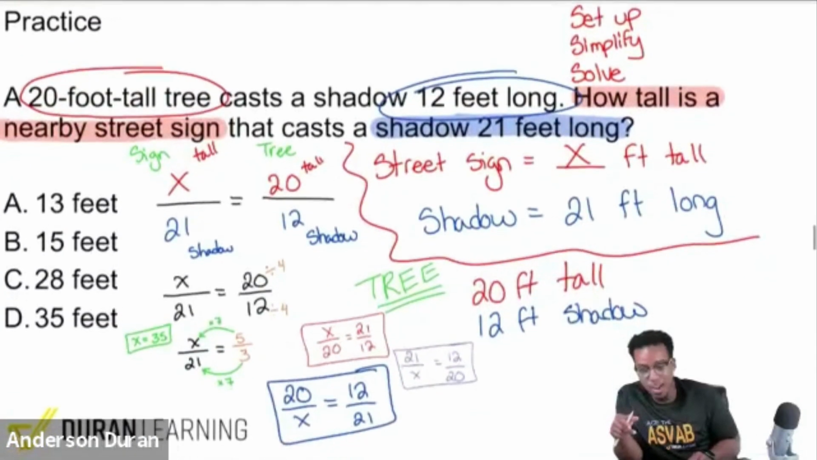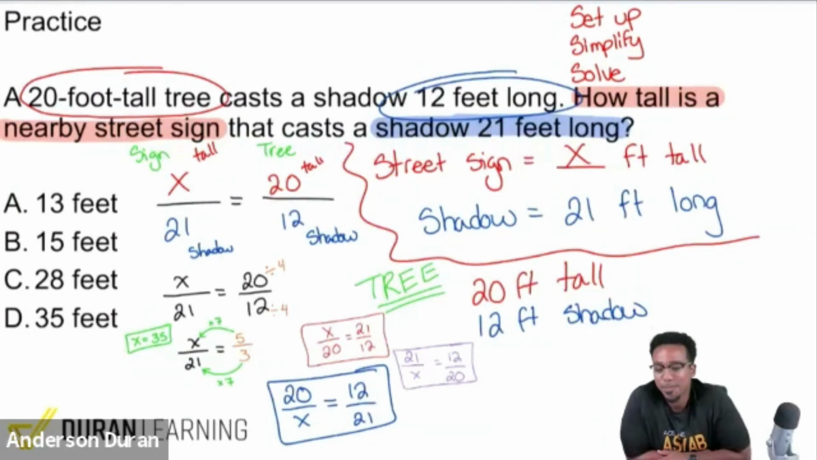So Emmy, let me go ahead and give you the mic. What's up, Emmy? How you doing? I'm good. I just had a question. Would this be an okay one to do an educated guess, since the 20-foot tree cast a 12-foot shadow, and if the shadow for the sign was 21, then it would have to be 28 or 35, correct? Absolutely. That's a great way to look at it. So if you're running out of time and you want to take an educated guess, that'll work.